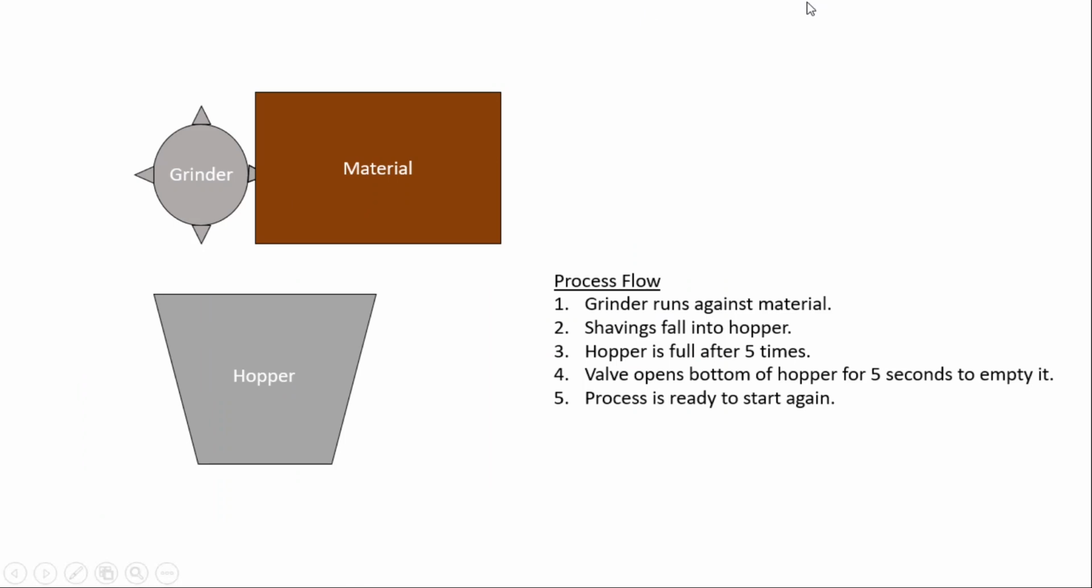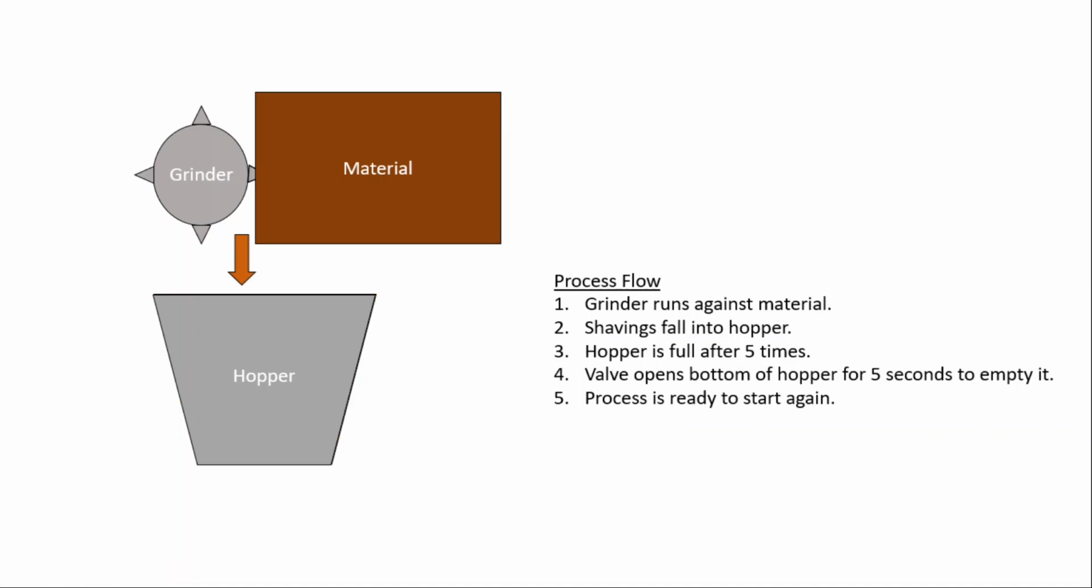Alright, in our demonstration, we have a grinder that's going to grind some material. The shavings are going to fall into the hopper. Once it does that 5 times, the grinder motor comes on and off 5 times, our hopper will be full. We will open a valve on the bottom of the hopper for 5 seconds to let all those shavings empty out of the hopper, and then it'll be empty and we'll be ready to start again.